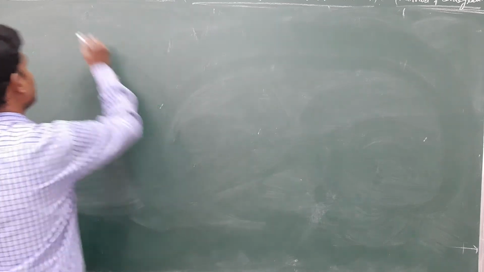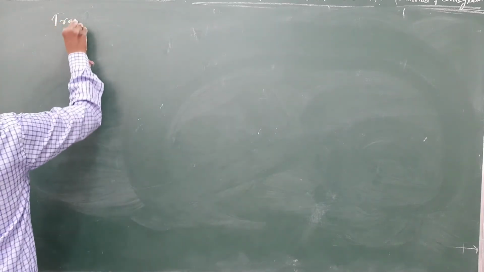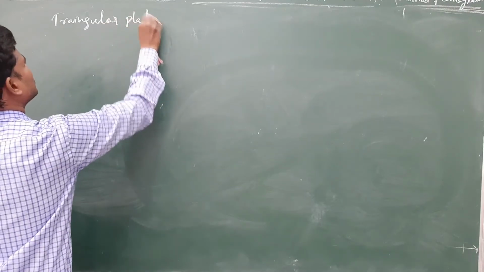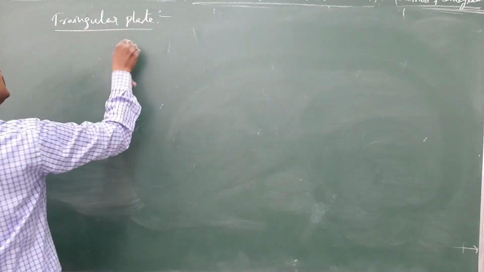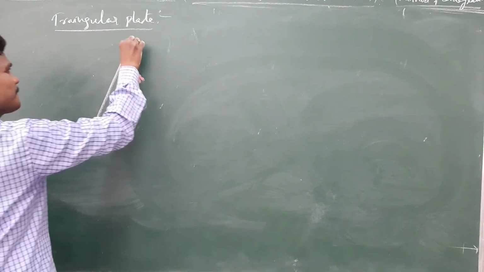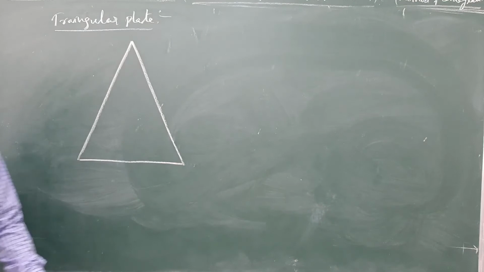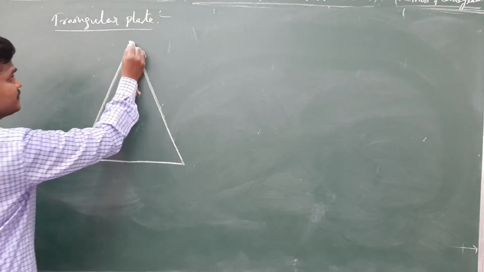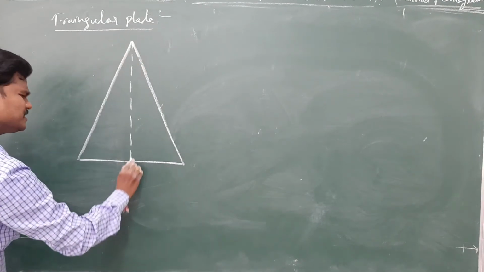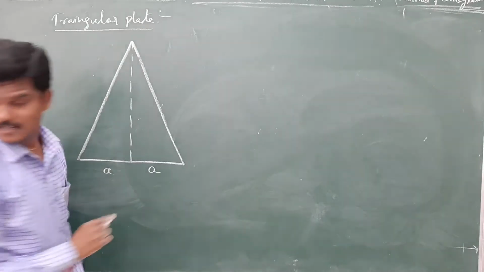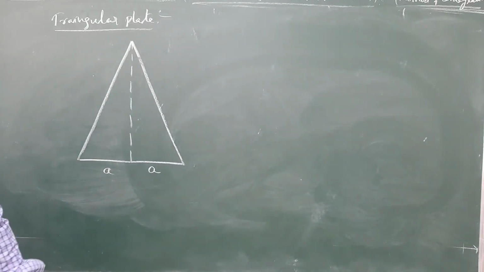Okay, now let us see the next one, a triangular plate. See, this is the triangular plate. Let me take the given values. The triangular plate whose base side is given, this is a, total base side is 2a. The height of the triangular plate is given.